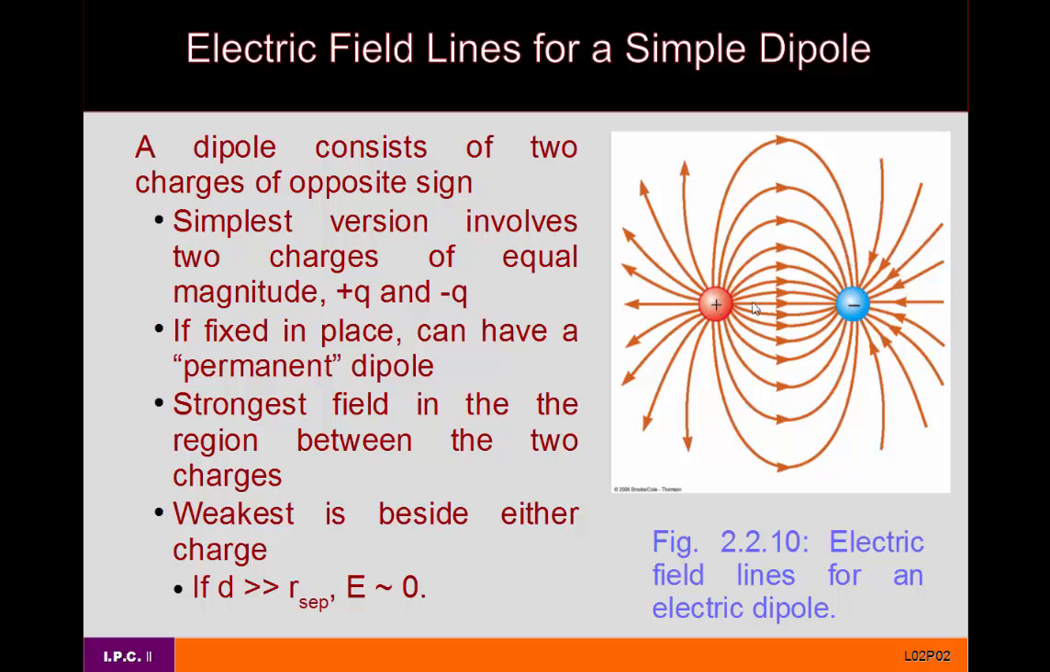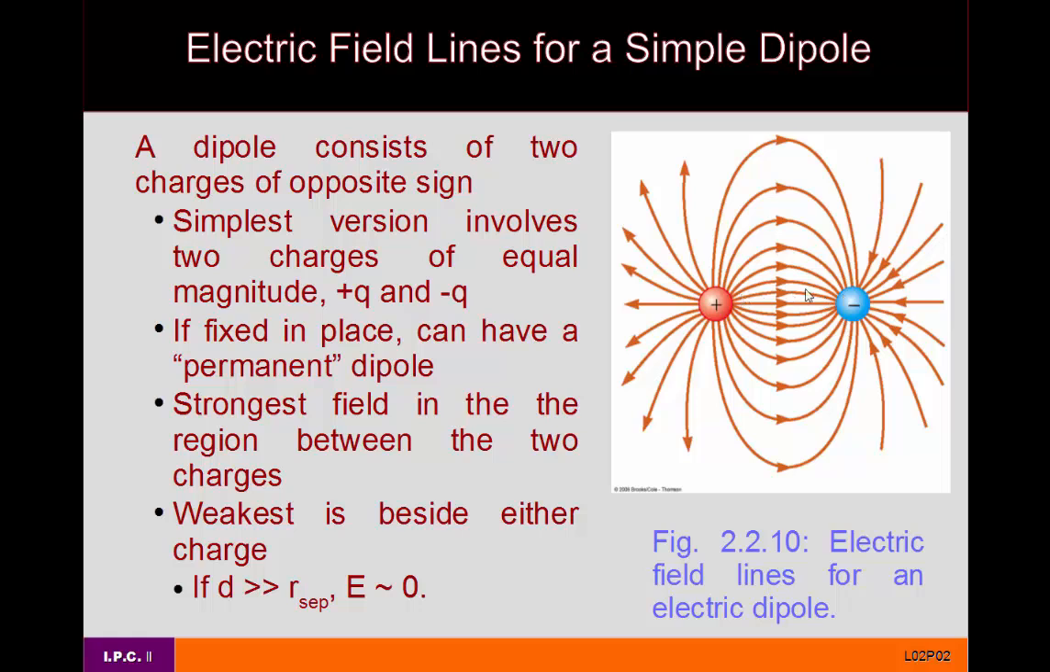So every line that's coming out of this positive charge has an arrow that's basically pointing away from the positive charge. Every line that's going into the negative charge has an arrow that's pointing towards the negative charge. So this means that the field lines are originating with this charge, they're terminating with this charge.